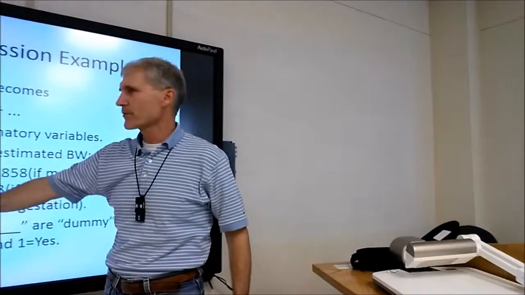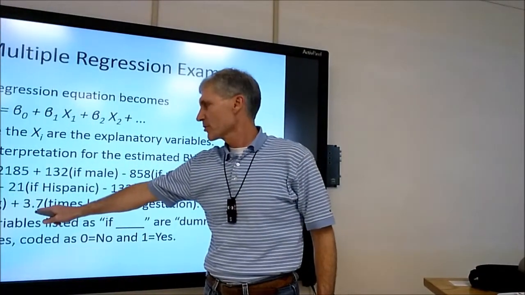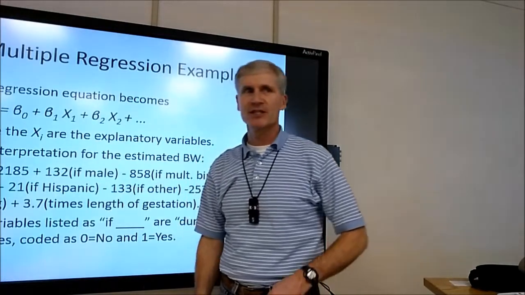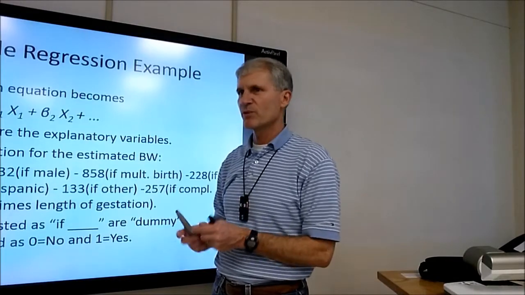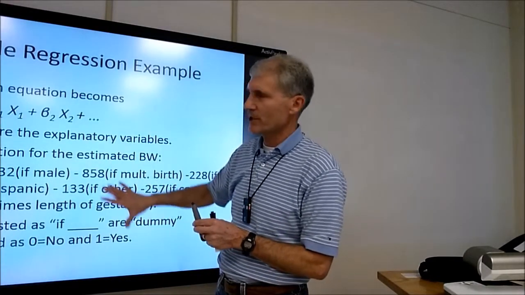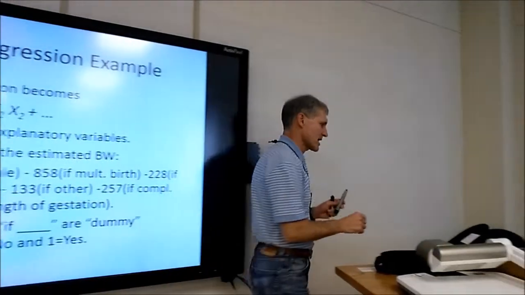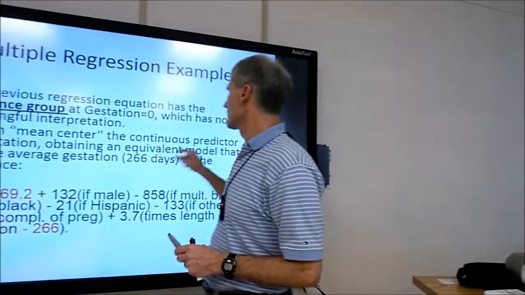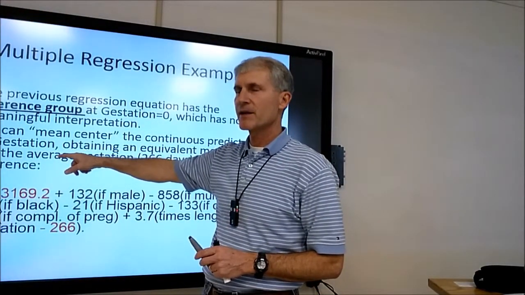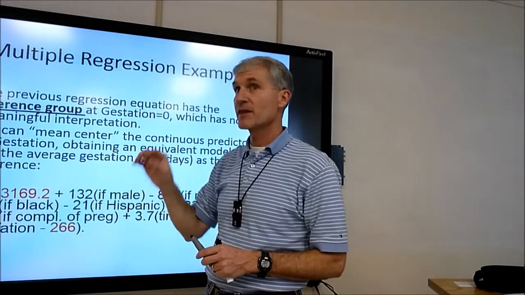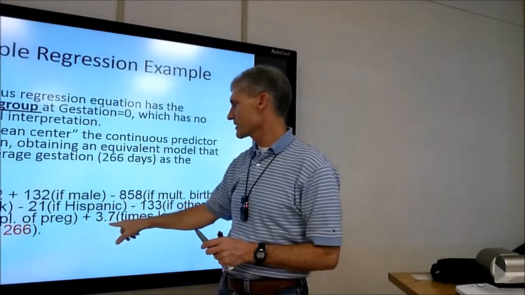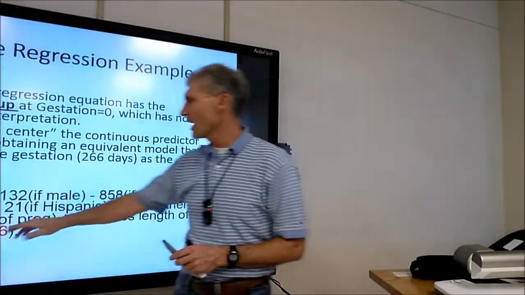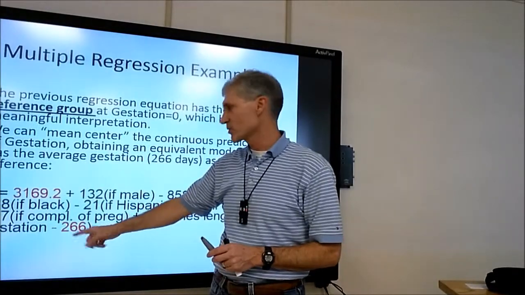Now back to this idea of reference group. A reference group was when the gestational age is 0. And since that doesn't make any sense, a lot of times what we'll do, we don't really talk about it in this book much, so you probably won't hear more about it after this. But on the next slide, I have this idea of mean centering the continuous predictor. That makes the reference group be the average gestational period, and then it's 3.7 times the number of days away from the average gestational age, which was 266.